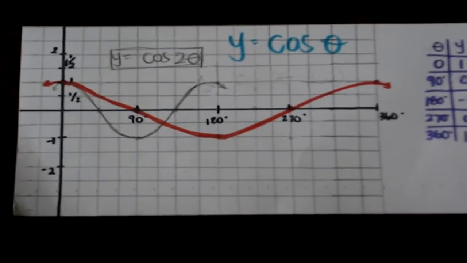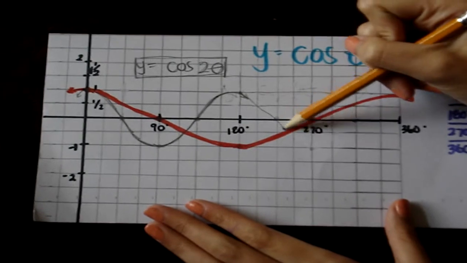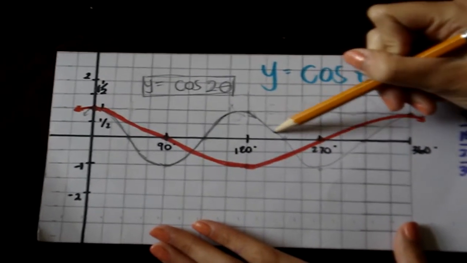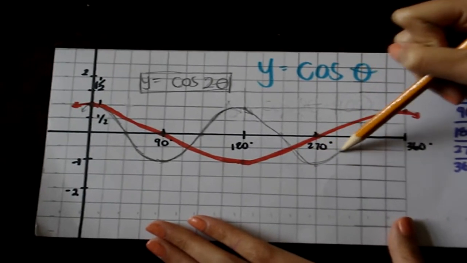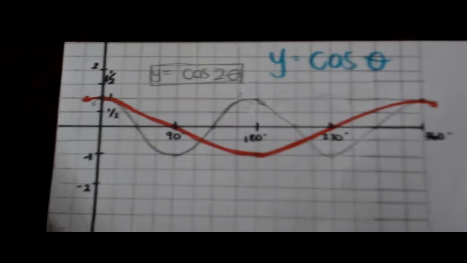The interval determines where to plot your increments. After 180 degrees, the cosine graph cycle repeats. As you can see, the graph drawn in pencil is y equals cos 2 theta, and the one drawn in red marker is the parent graph.